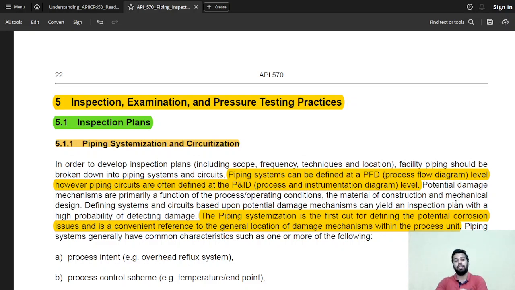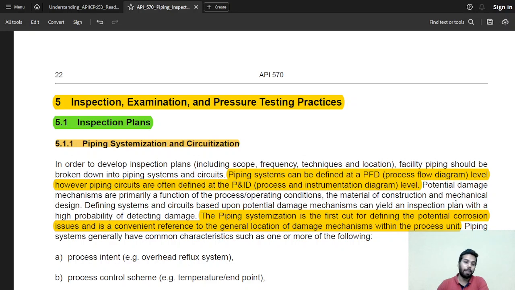Okay, so in the last video we saw what the owner and user responsibilities are as per the API 570 code. Now we are going to move towards the fifth section of this code, which is the examination, inspection and pressure testing practices for piping systems. This section can be considered the heart of what API 570 is trying to tell us. It lays down all the requirements that the authorized piping inspector will need when inspecting the piping systems.